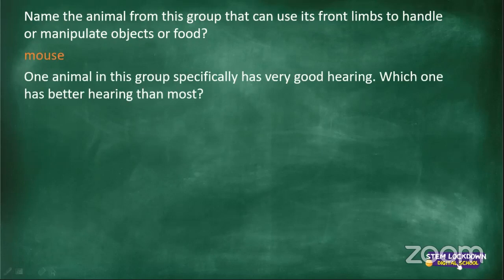One animal in this group, and I know all of you are going to get it before I've even finished this sentence, one animal in this group specifically has very good hearing. Which one has better hearing than most? Let's quickly see what you guys have to say, because I'm very sure all of you know the answer. There we go. An elephant.